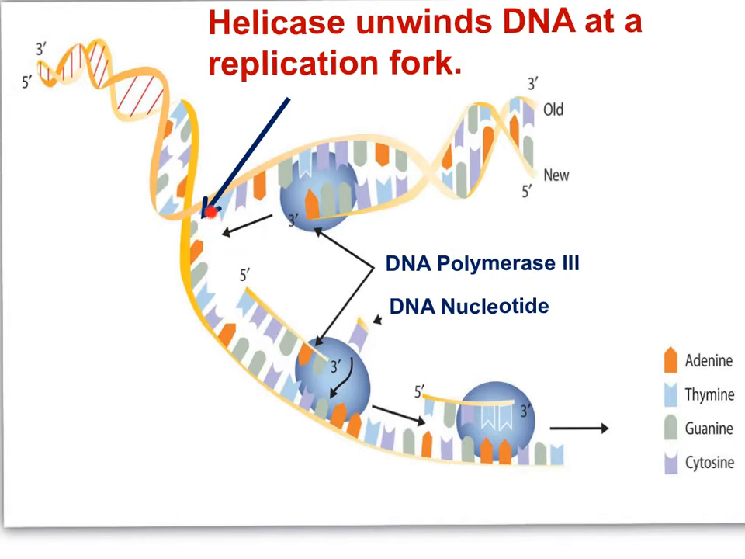Helicase, not shown here, does this work, and the region of unwinding is called a replication fork. You can see DNA synthesis occurring along this strand in a continuous 5 to 3 direction. But along this template strand, DNA polymerase is moving in a 5 to 3 direction, but away from the replication fork. The synthesis of new DNA is discontinuous, forming fragments of DNA.